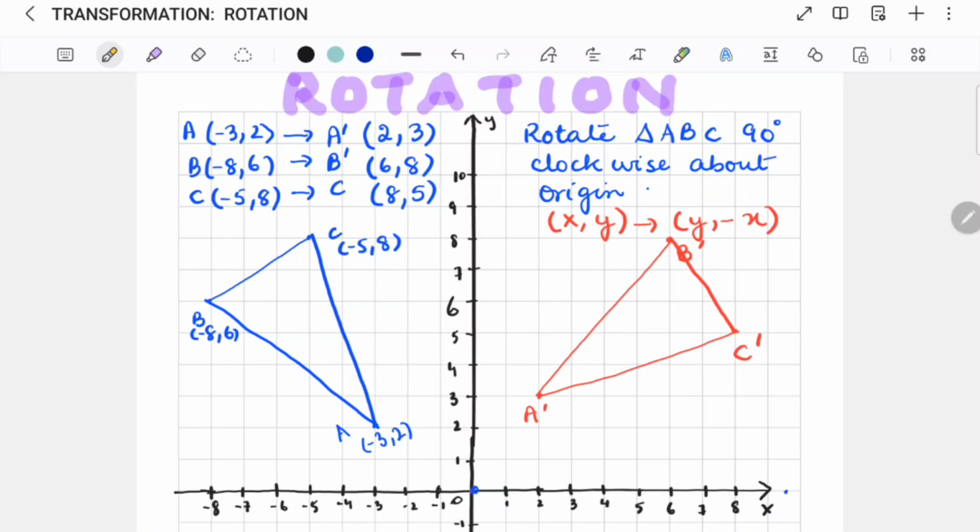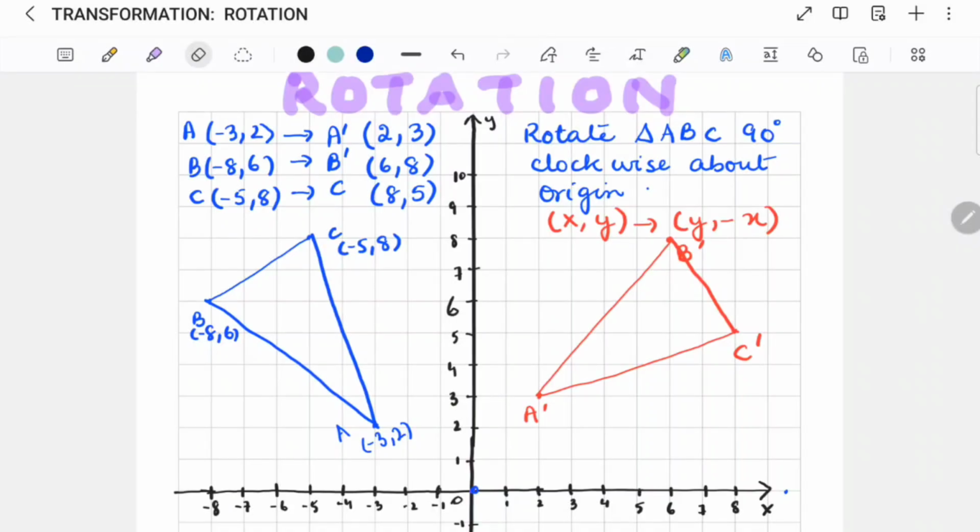So in rotation, whenever you join the corresponding points, you will not get the parallel lines. Let's see, for example, A to the image, and C to the image, you can see there is no parallel line, and for example B to the image, there is no parallel line, and we can say that it's a rotation. All right, this is the way.